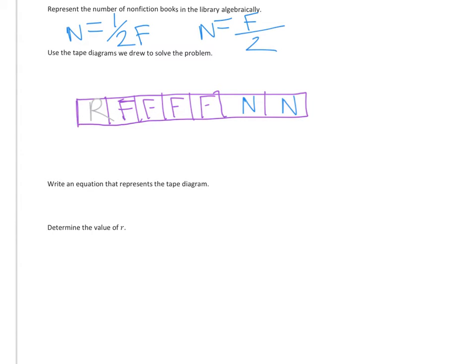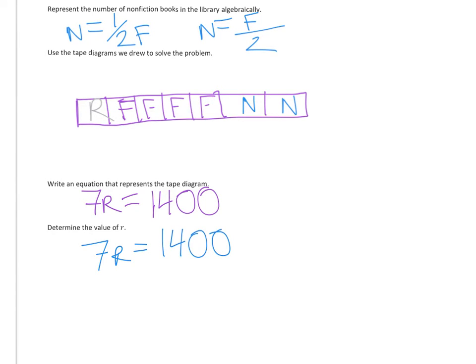And R is just the 1. So R is 1/7 of the whole. So we could say the entire tape diagram is 7R. And we know that that equals 1,400. So let's determine what the value of R is. Well, let's rewrite our equation. 7R equals 1,400. I want to get R by itself, so I guess I'd better divide by 7. Now I have R equals 200. Kaboom!